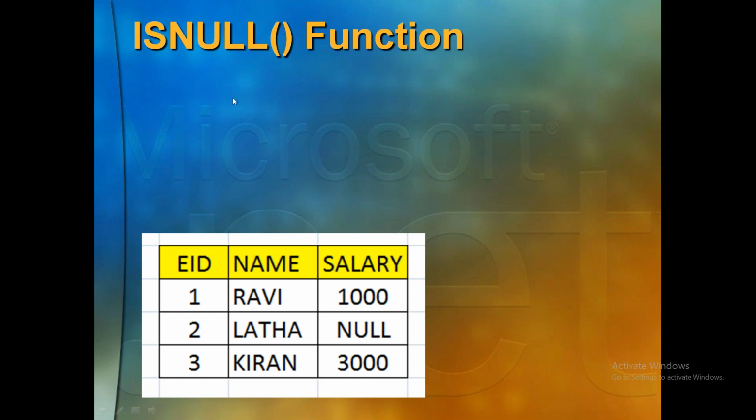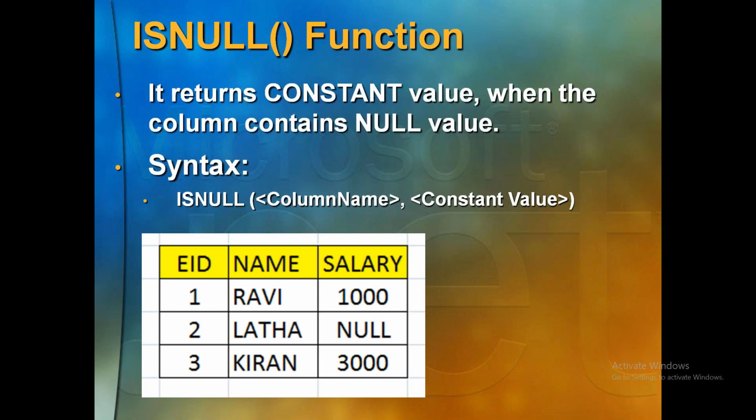It is going to be performing. Function means a program which is going to be doing some action for you. What is that? Let us understand. It returns a constant value when the column contains a null value. So the ISNULL function syntax is the column name, then the constant value you wanted to have.